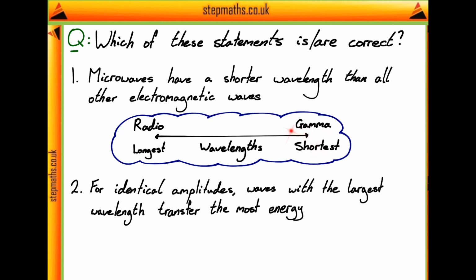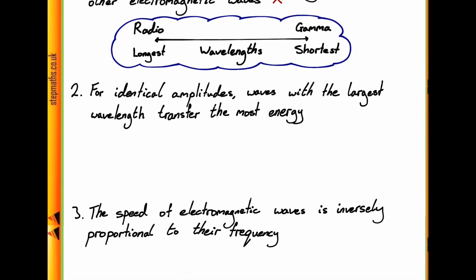Now straight away this tells us that microwaves do not have the shortest wavelength, because we know that gamma has the shortest, with microwaves being somewhere in here. So this statement is going to be a false one. Let's go ahead and look at the second statement next.